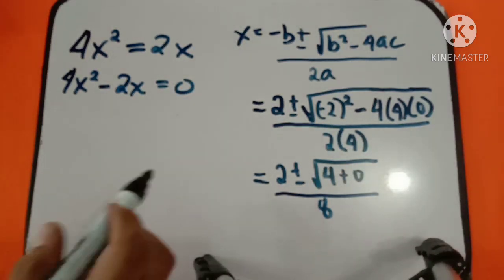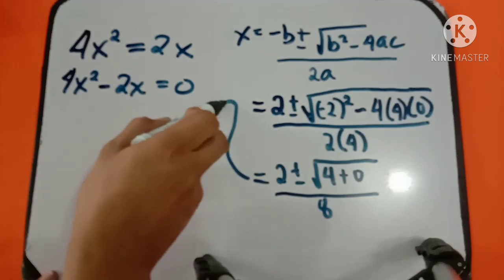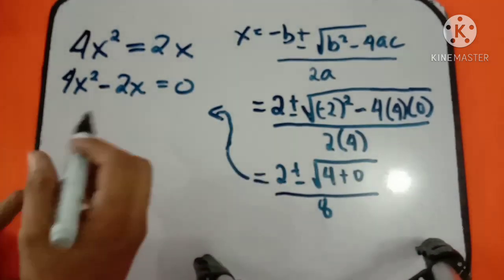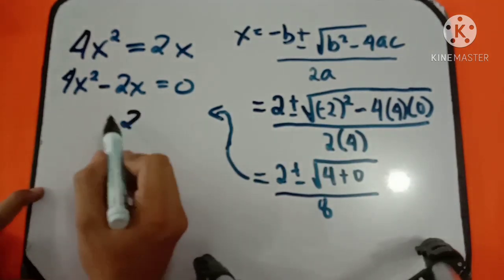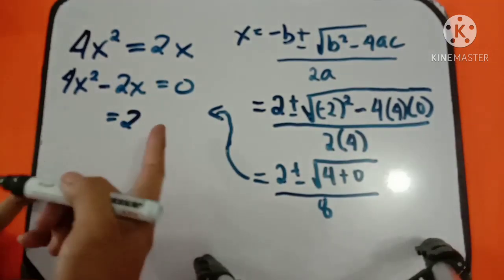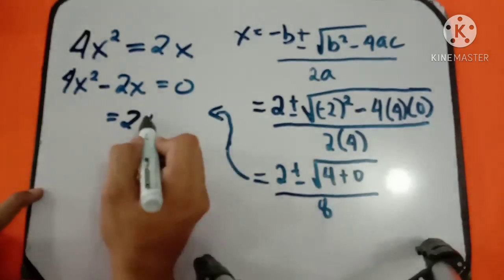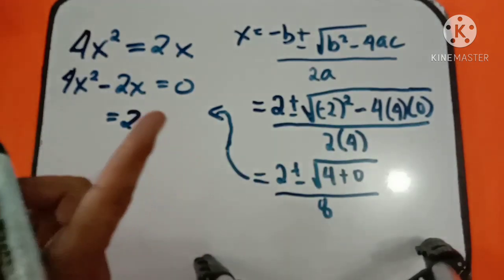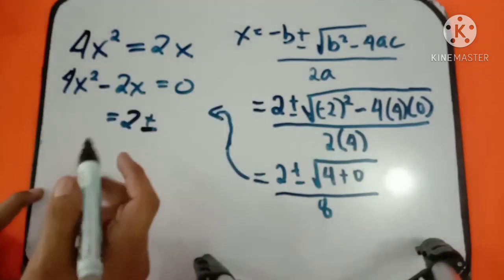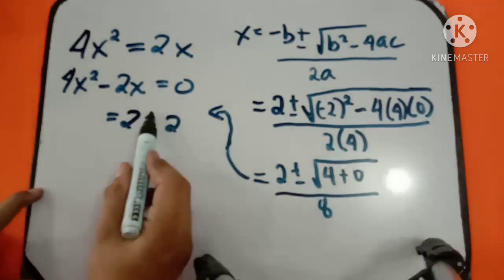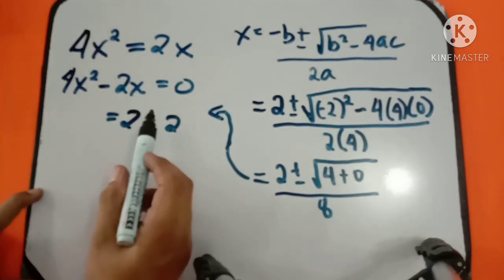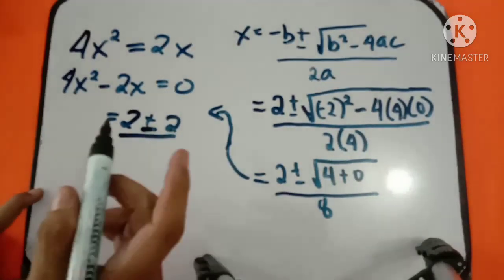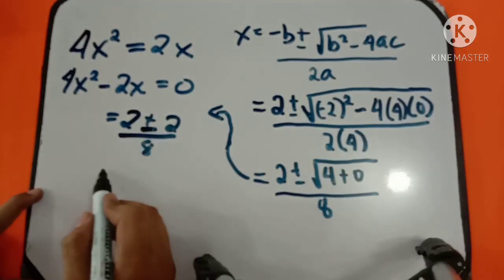Alright, so I will continue the solution to this portion. Again, copy 2. So we have here equals 2. We copy this 2, then positive negative. Then we have here 4 plus 0 is 4. Then the square root of 4 is simply 2. We have here now the positive and negative symbol, so we don't have to write the positive and negative sign anymore. Okay? Then divide this by the denominator 8.